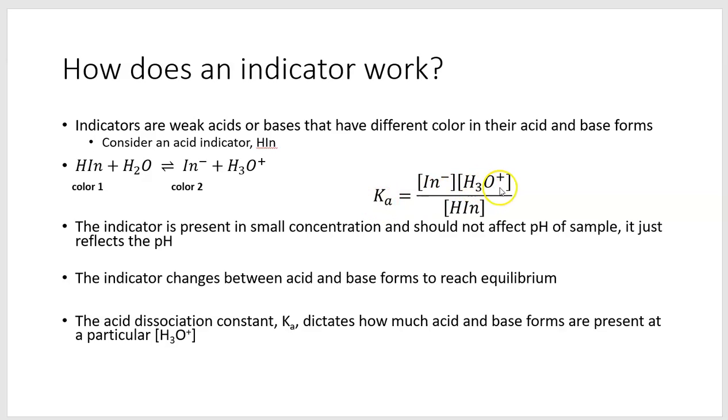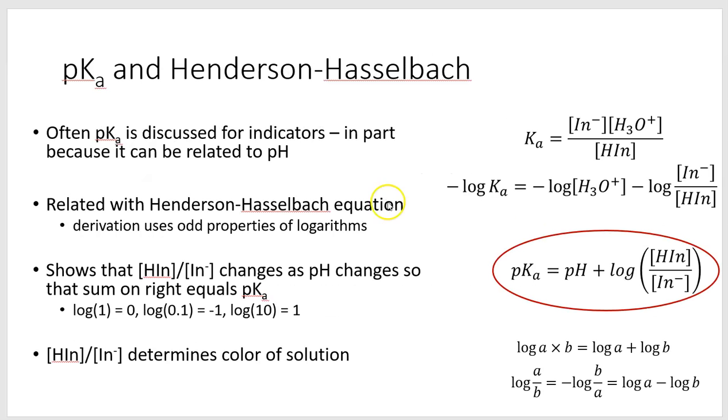If we set H3O plus, and then these two concentrations are interrelated, because when HIN disappears, it forms IN minus, or when IN minus disappears, it forms HIN. So these are not independent of each other. And as a result, if the hydronium ion concentration is determined by an outside source, this has to change in order for Ka to be maintained.